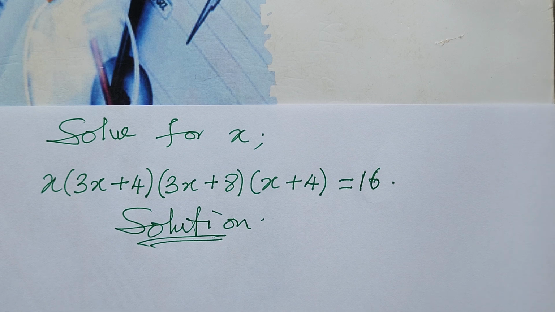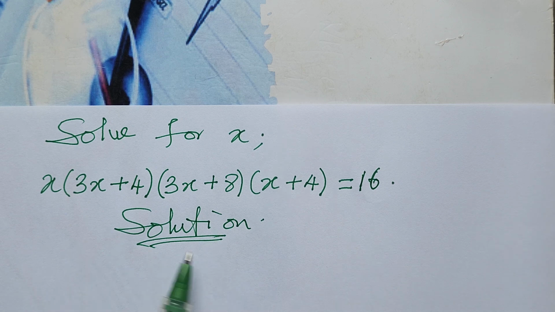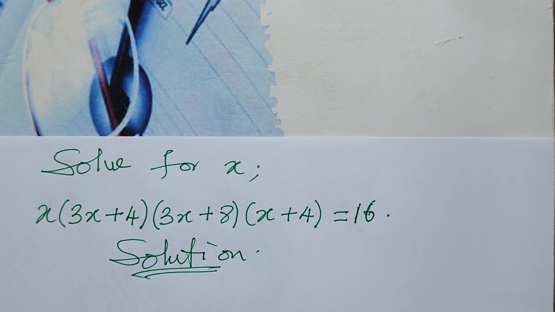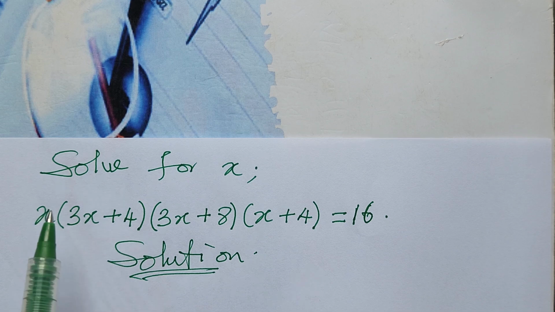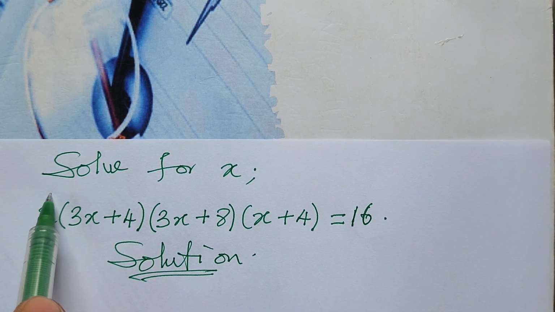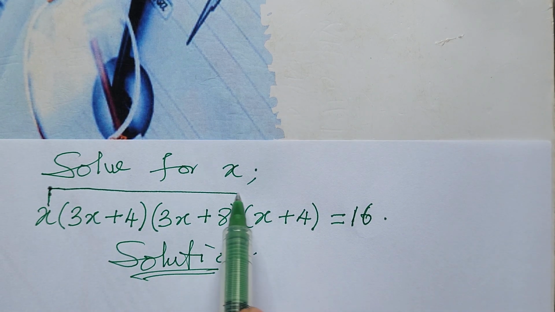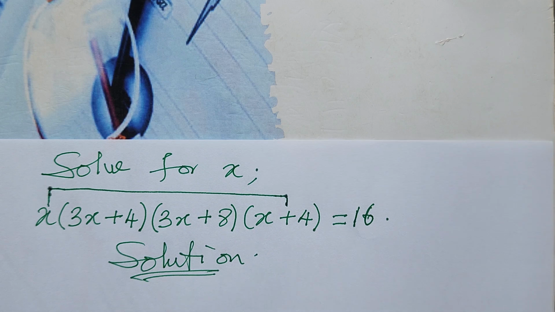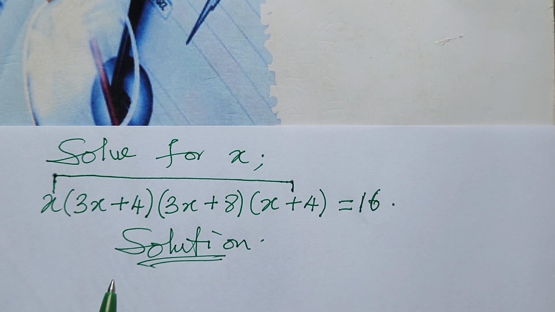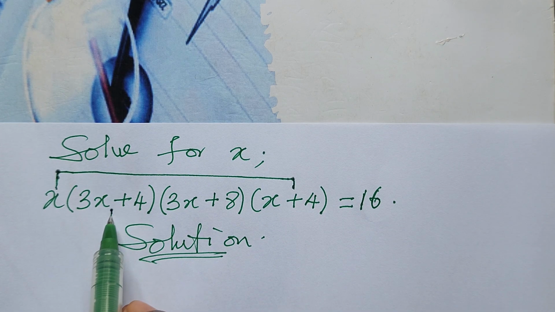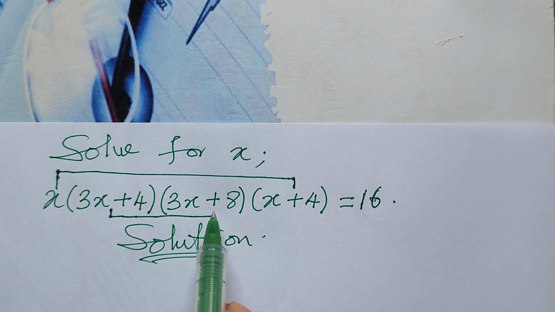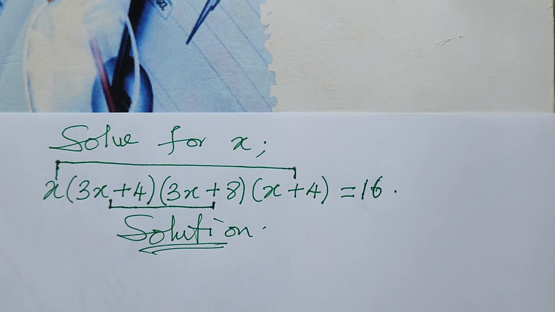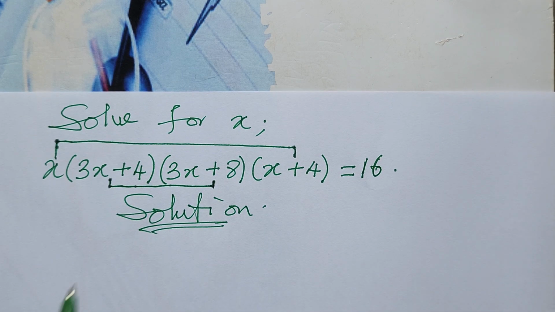So the first thing we're going to do here is to do some grouping of these terms. I'm going to take the first term and marry it with the last term, we'll multiply this with it, then I'll take the second term and marry it with the third term. So let's go ahead and do that.